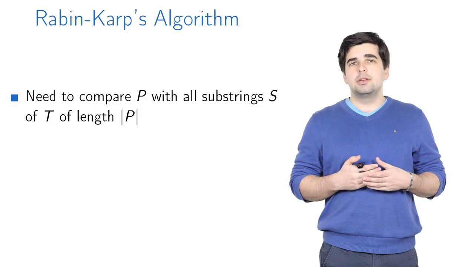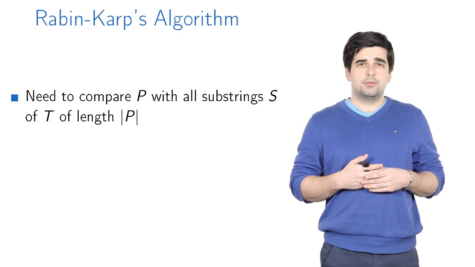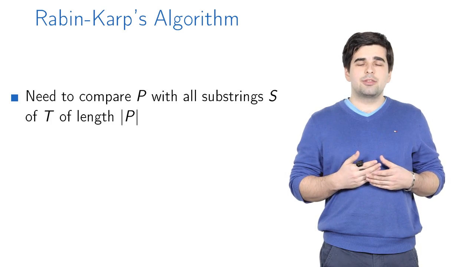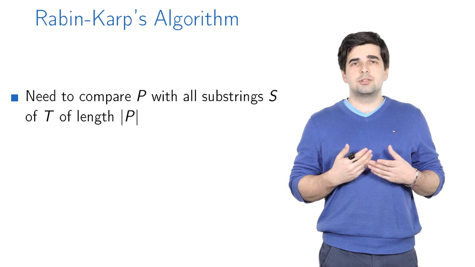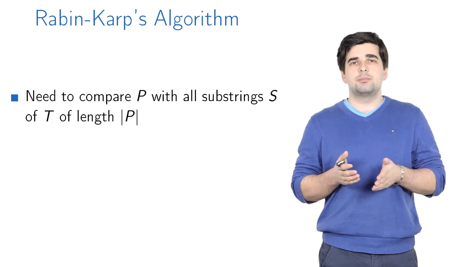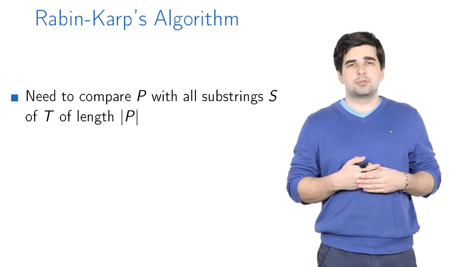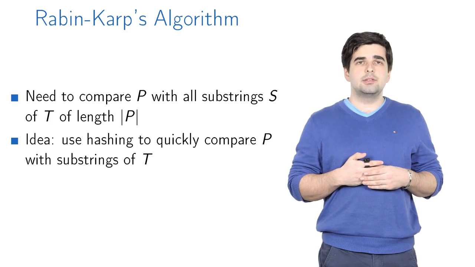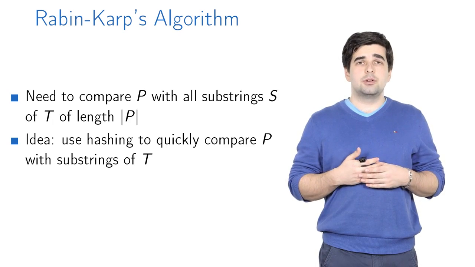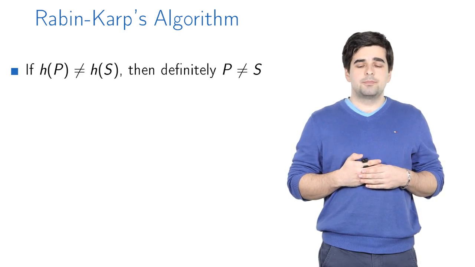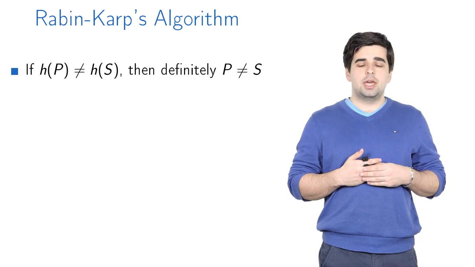So we need to compare our pattern to all substrings S of text T with the same length as the pattern. In the naive algorithm, we did that by checking character by character whether the pattern is equal to the corresponding substring. The idea is we could use hashing to quickly compare P with substrings of T. So how to do that? Well, let's introduce some hash function h.